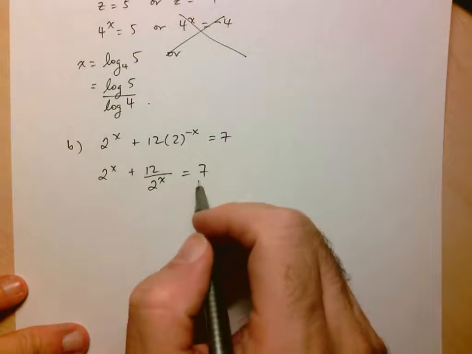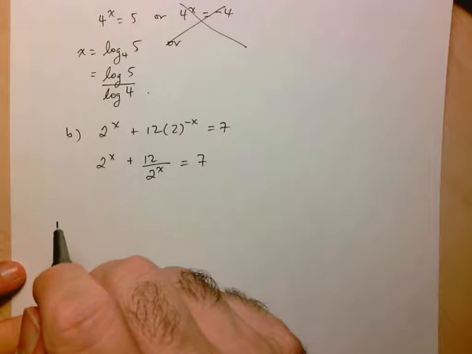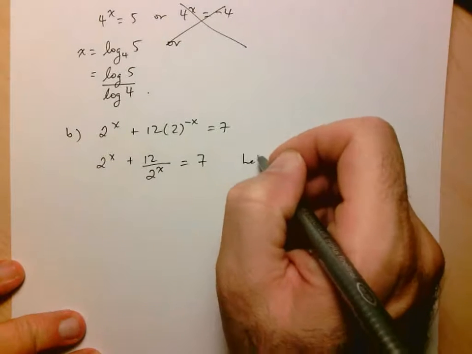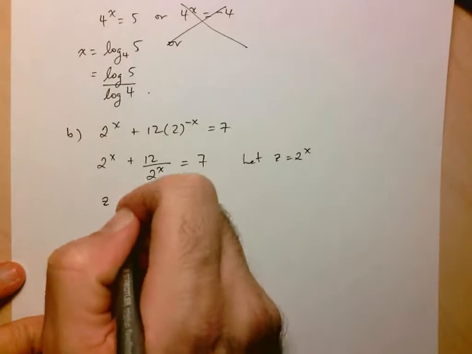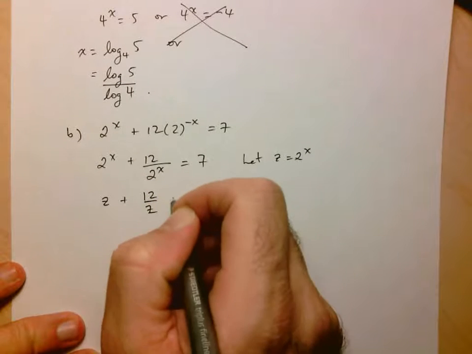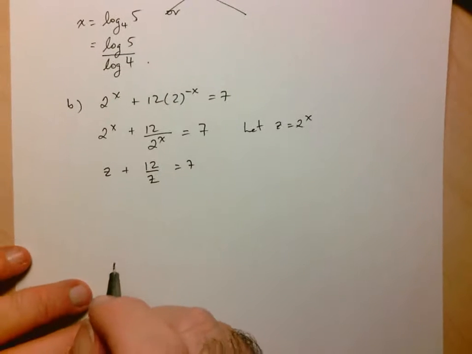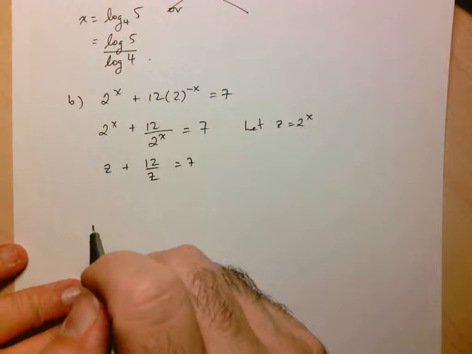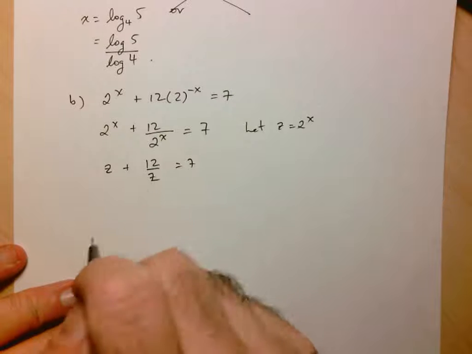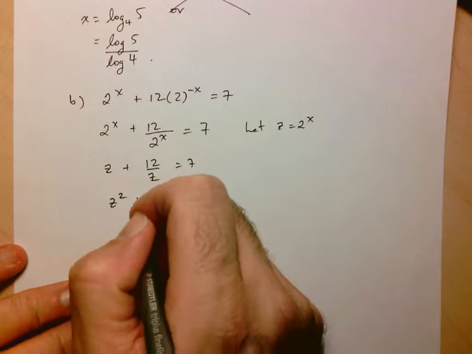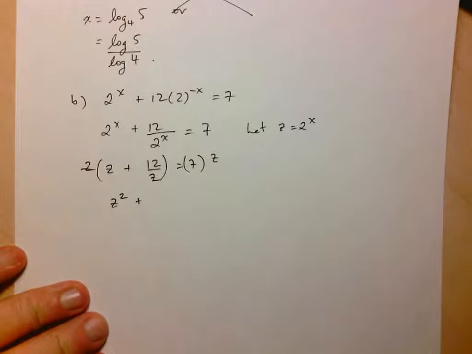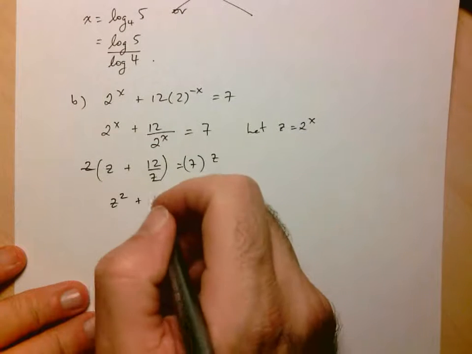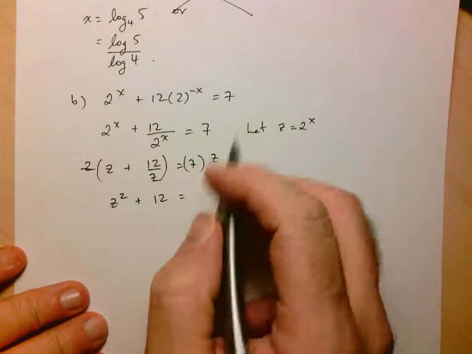Hopefully now you notice that this looks a lot like a rational expression. So I'm going to do the same thing as I did before. I'm going to say let z equal 2 to the x. And so now I have z plus 12 over z equals 7. I'm going to solve this the way I solve any rational equation, by multiplying both sides by the lowest common denominator, which is z. That gives me z squared plus, when I multiply, just to make sure we know exactly what I'm doing, multiplying both sides by the lowest common denominator, here the z's cancel out, so I just have 12, and here I have 7z.